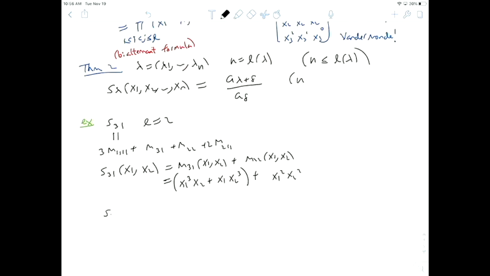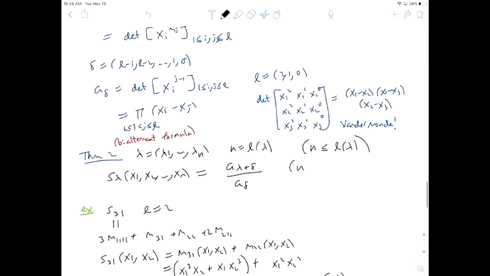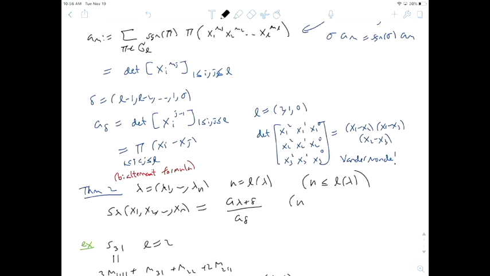Let's check if this is what you get from the determinant. The bialternant formula would say that on the bottom we would have the Vandermonde, which is just x1 minus x2. On the top, we would have a 2 by 2 determinant. Here, lambda plus delta, where delta is 1, 0, would be 4, 1. So here I would have 4, and here 1. Any questions on how I wrote the matrix? The formula is you take x_i to the mu_j.